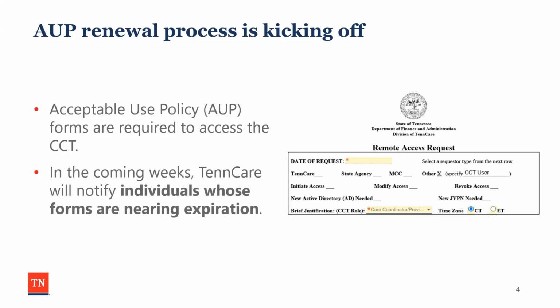As many of you might recall, the care coordination tool launched in the fall of 2020. So it was about this time of year last year that a lot of you were probably signing this form for using the current version of the care coordination tool. Hence we are coming up on that 12-month cycle and beginning the renewal process accordingly. In the coming weeks, we're going to begin notifying individuals whose AUP forms are nearing expiration. So just be on the lookout for that.